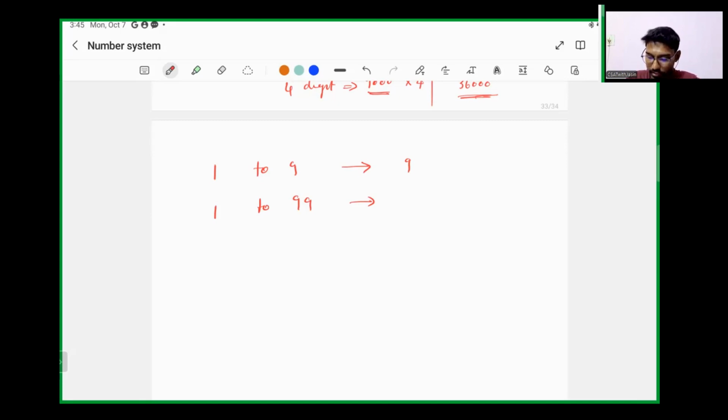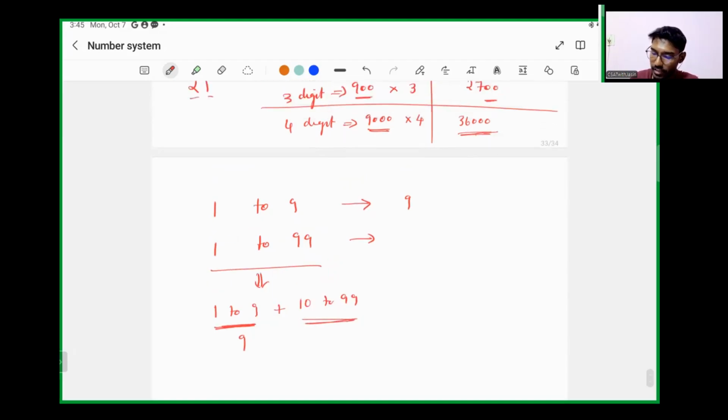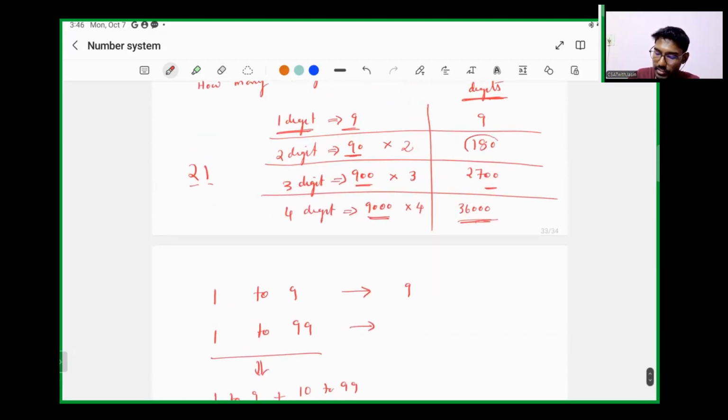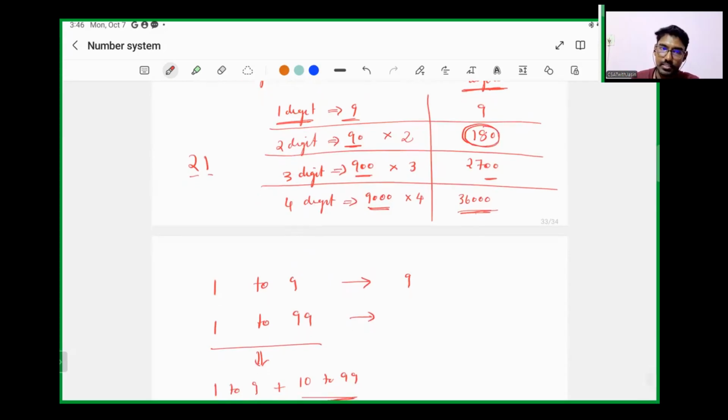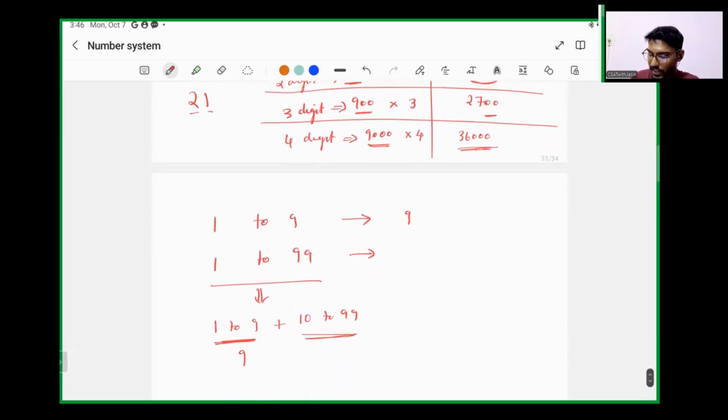Okay, let me ask you a question. How many digits are there from 1 to 9? You already told it's 9. Fine. Now, 1 to 99 means the number of digits from 1 to 9 plus the number of digits from 10 to 99, right? The number of digits from 1 to 9 is 9. And from 10 to 99 means all the 2-digit numbers taken together, and we already know that in all the 2-digit numbers, you have 180 digits. So you need to add 180 and 9. So it will be 189 digits.